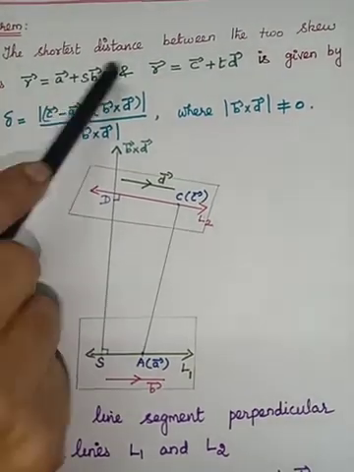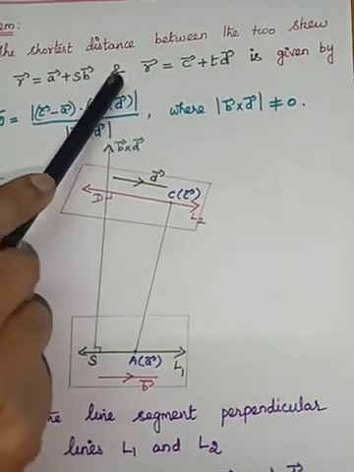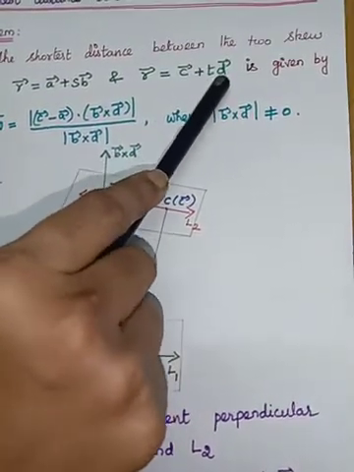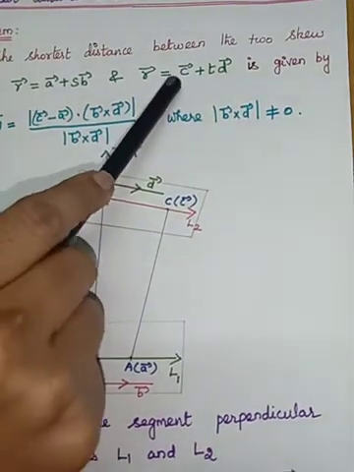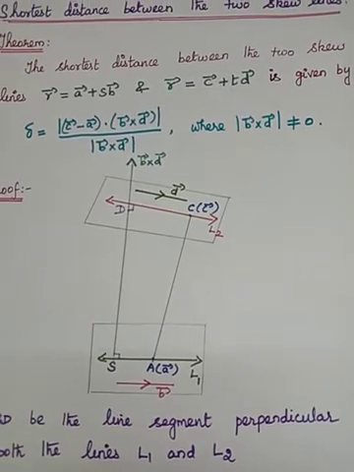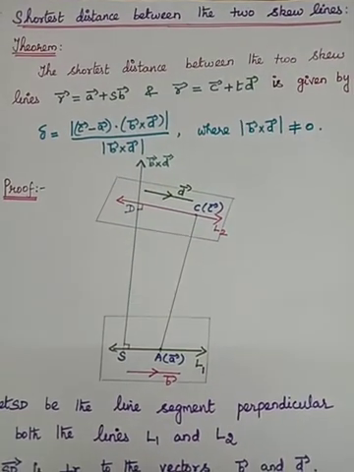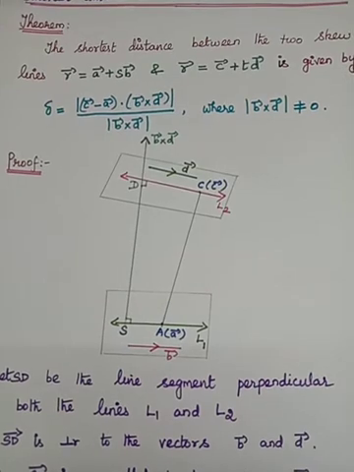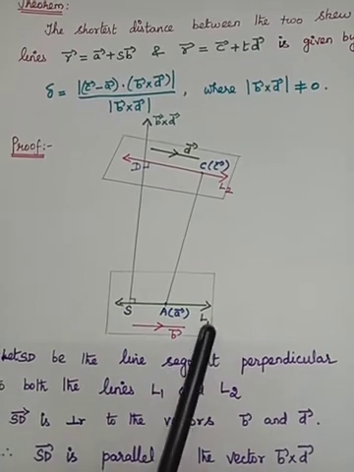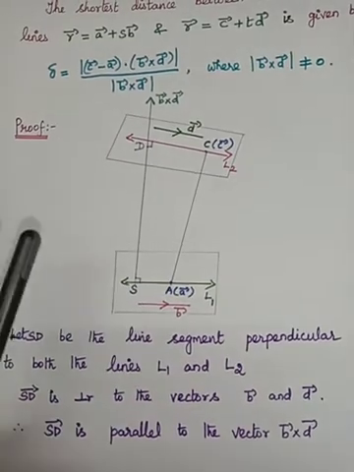You see the skew line equations, r vector equals a vector plus s b vector, and r vector equals c vector plus t d vector. Here a vector and c vector are the position vectors of the passing points of the lines, and b vector and d vector are vectors parallel to the lines. We are going to find the shortest distance between two skew lines. See the diagram: L1 and L2 are skew lines, so they are not parallel and not intersecting.